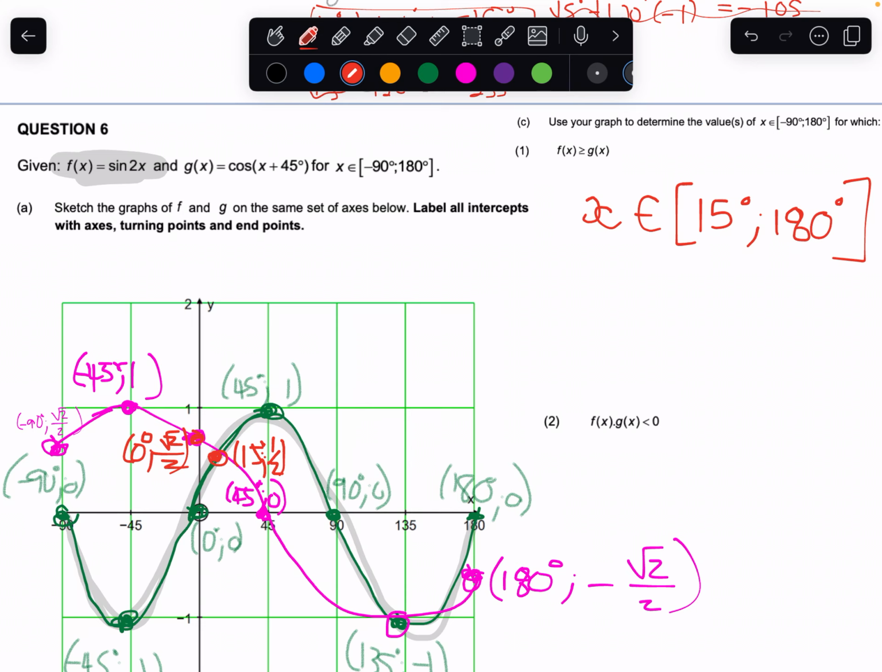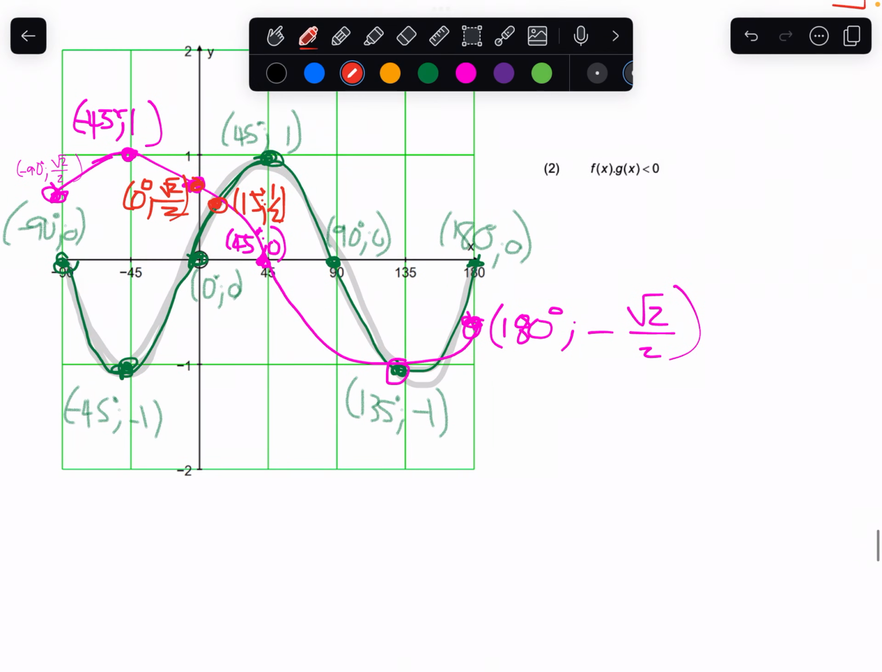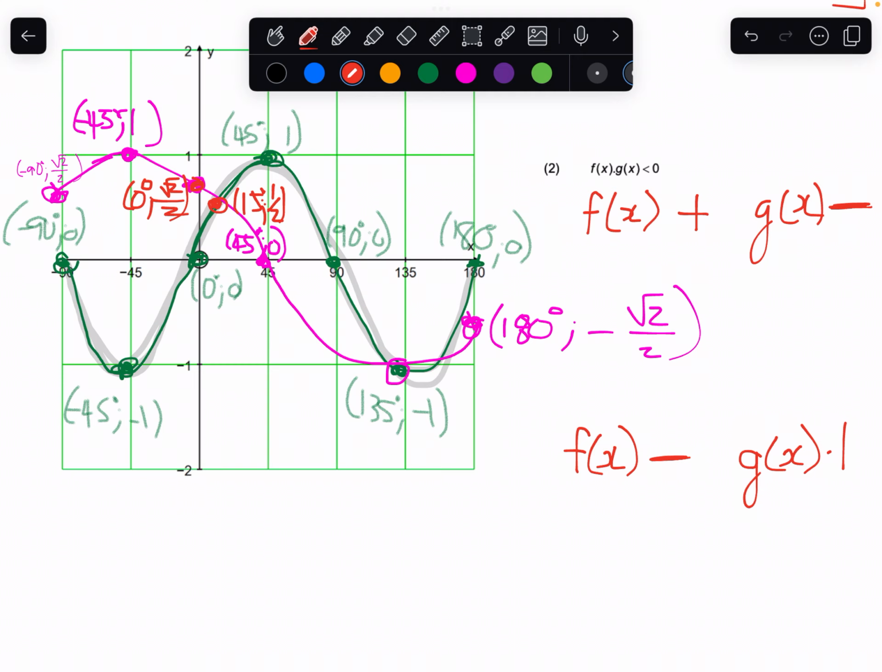Then we're looking for the intervals of x where f of x times g of x is strictly smaller than 0, or negative, right? And there's two ways that can happen. We are looking for places where f is giving us positive values and g is giving us negative values. Or places where f is giving us negative values and g is giving us positive values, right?